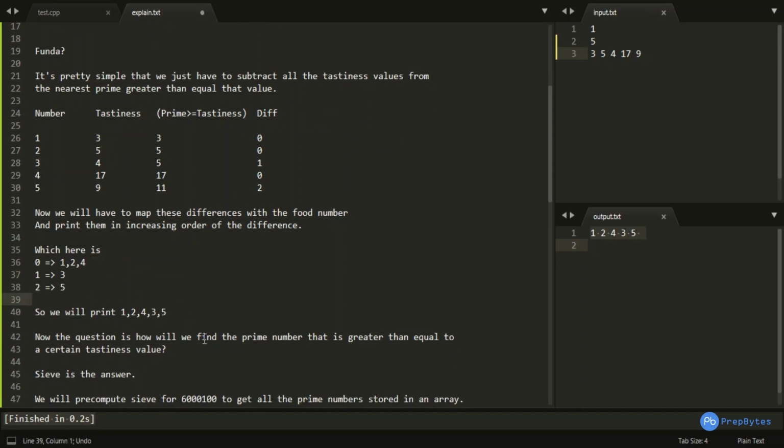Now the question is, how will we find the prime number that is greater than or equal to a certain tastiness value?